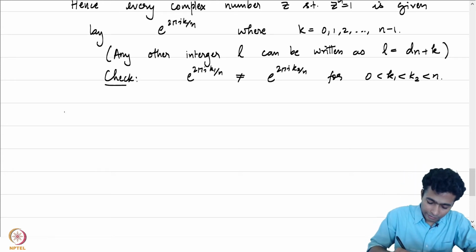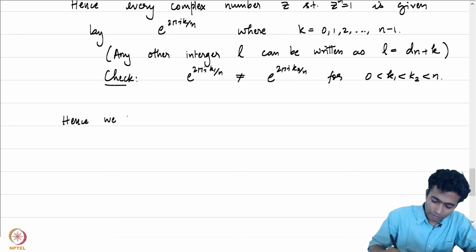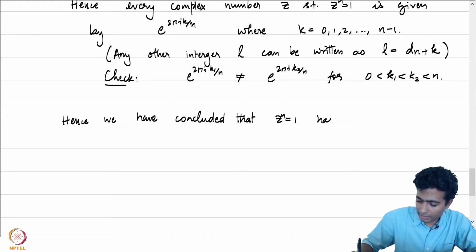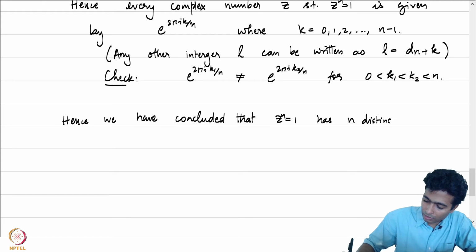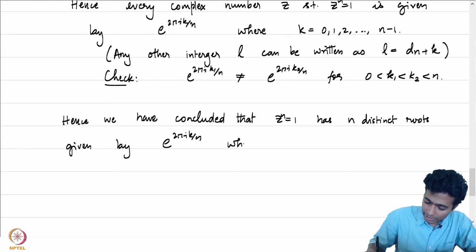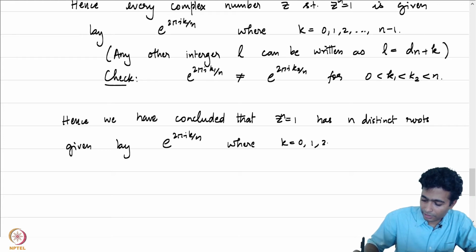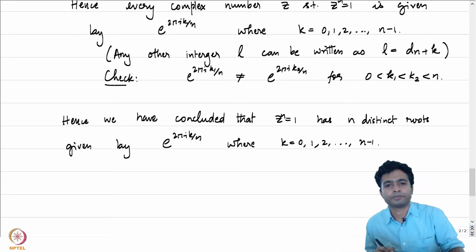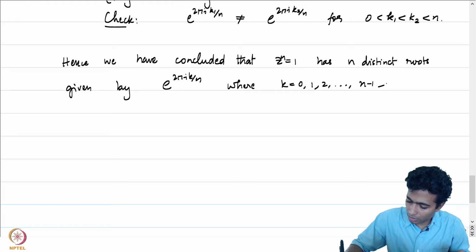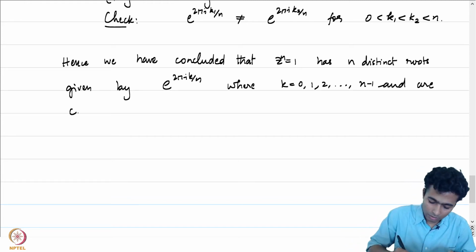Hence we have concluded that z to the power n equal to 1 has n distinct roots given by e to the power 2 pi i k by n, where k is ranging from 0, 1 up to n minus 1. These are called the nth roots of unity.